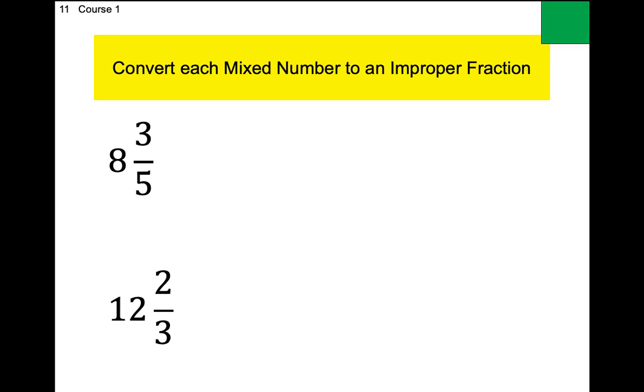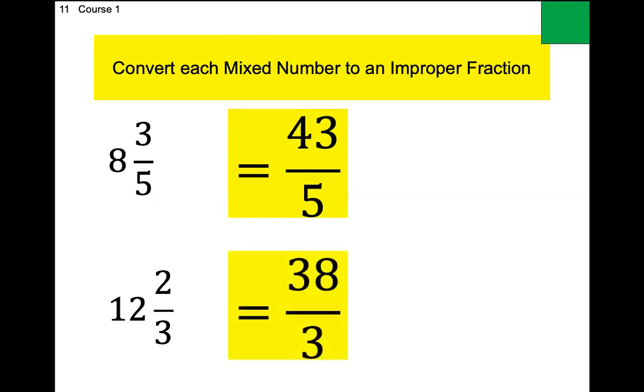All right, first one, clockwise. 5 times 8 is 40. 40 plus 3 is 43. We get 43 over 5. Second one, 3 times 12, 12, 24, 36. 3 times 12 is 36, plus 2 is 38. So we get 38 over 3. And we're done. Confident?